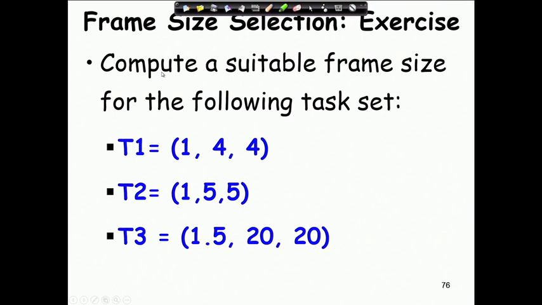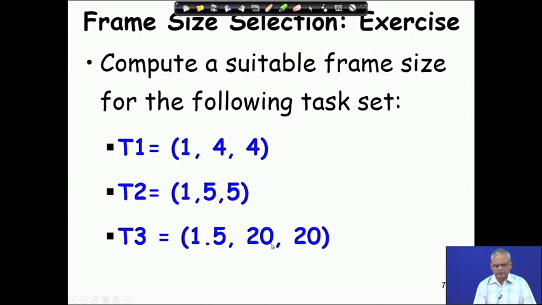Now, let us do one exercise. Please work out on your pen and paper. Let us look at the exercise. Here in this problem, we have three periodic tasks. T1 execution time is 1 and the period is 4, deadline is 4. Task 2 execution time is 1 and period and deadline are 5 units. Task 3 execution time is 1.5 units, the task period and deadline are 20 units, and we need to derive the schedule for this.